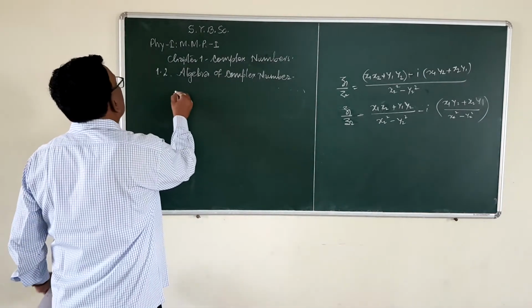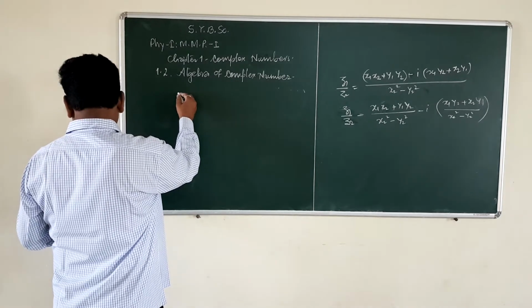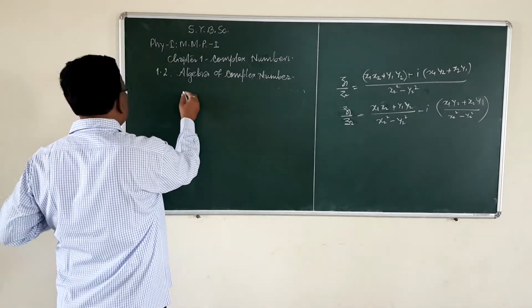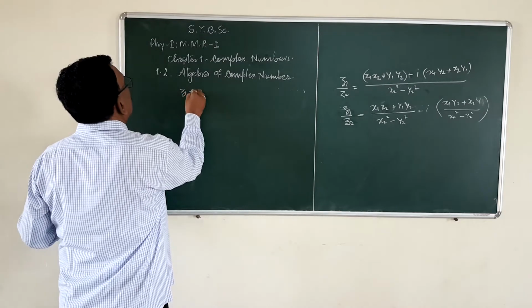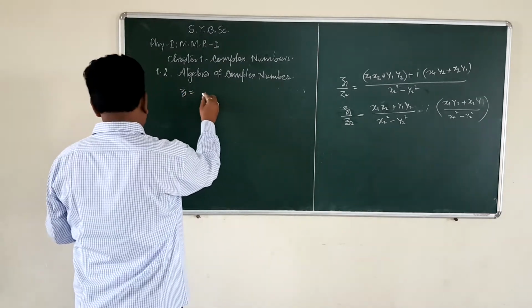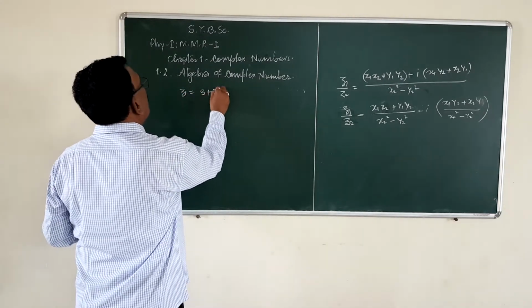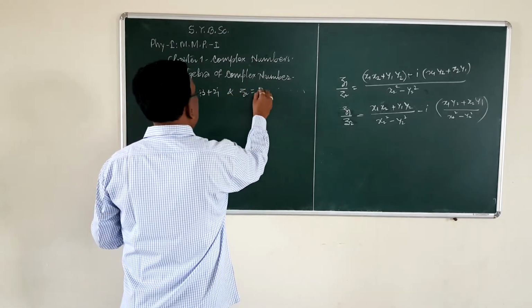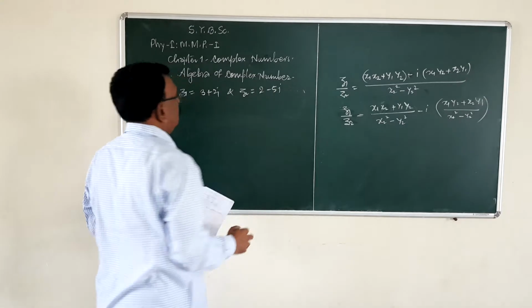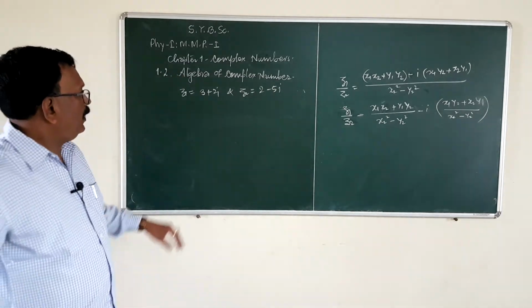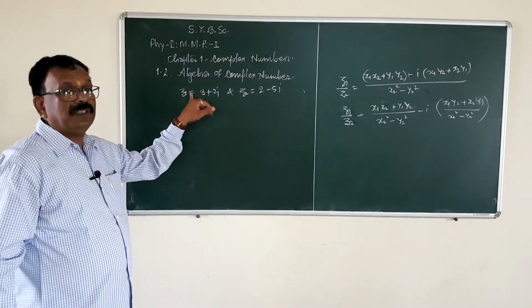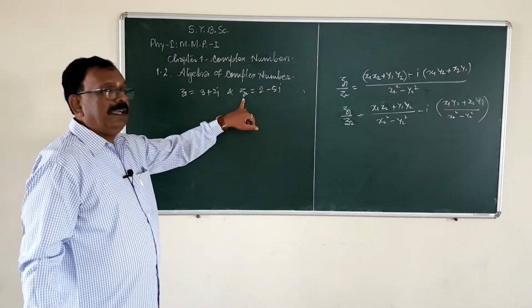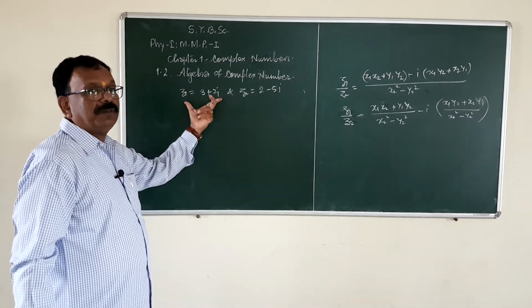Suppose we have given two complex numbers, z1 is equal to 3 plus 2i and z2 is equal to 2 minus 5i. Now we have to find out the sum, difference, product and quotient of these two complex numbers.